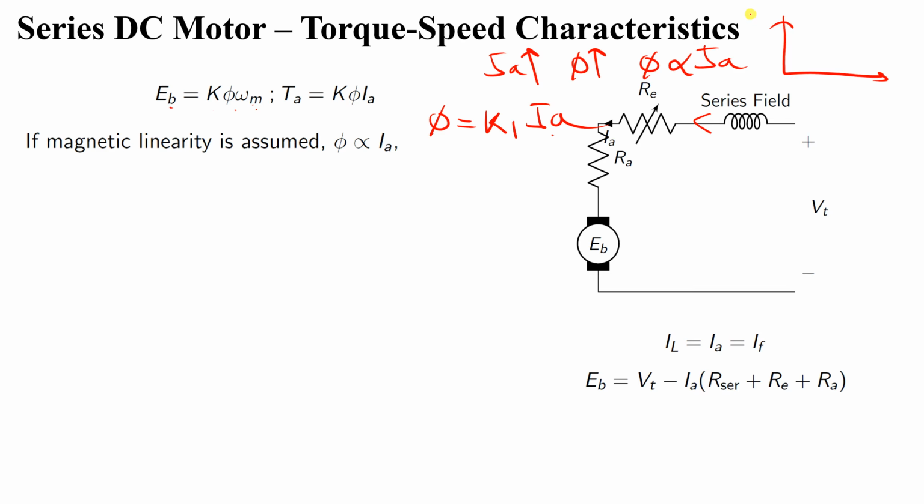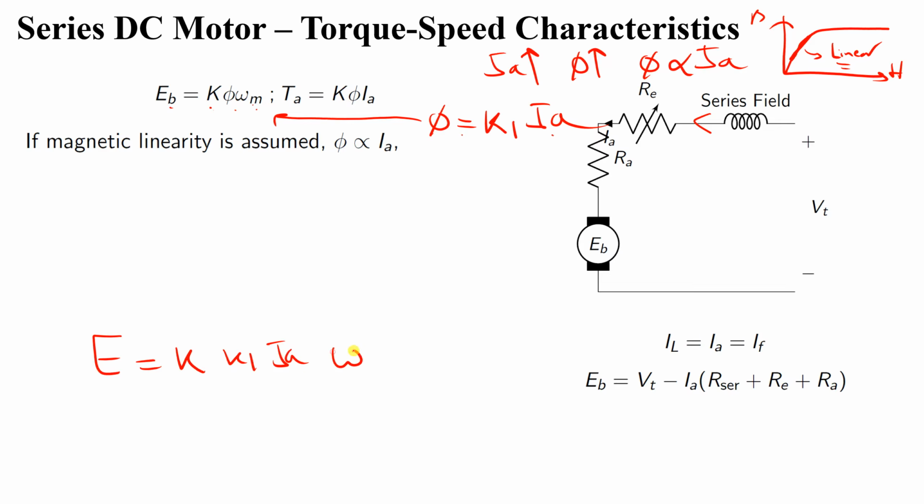What I mean by this, remember the flux curve: when we are operating in the linear region, this is the magnetic linearity, in which as current increases, flux increases. So what else? I'm going to take this and substitute it here. So it will be E equals K, which is the first constant, times phi, which is K1 IA, times omega M.